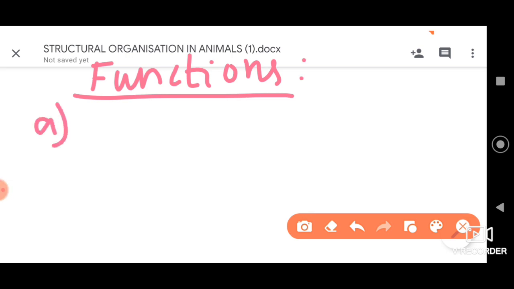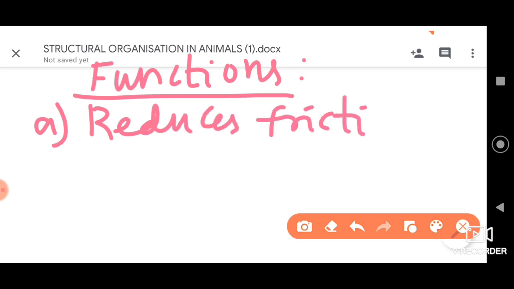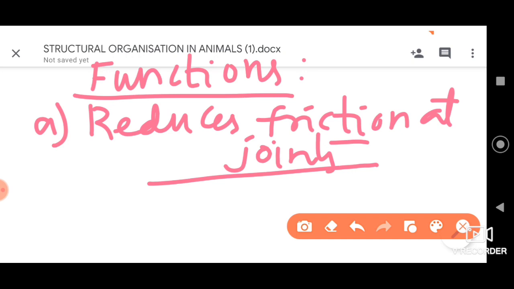First function, it reduces friction at joints, because during the bone movement, if there is friction, the bones may get damaged, right? So to avoid that, this cartilage facilitates the proper bone movement by reducing the friction in the joints. So that is the first point.